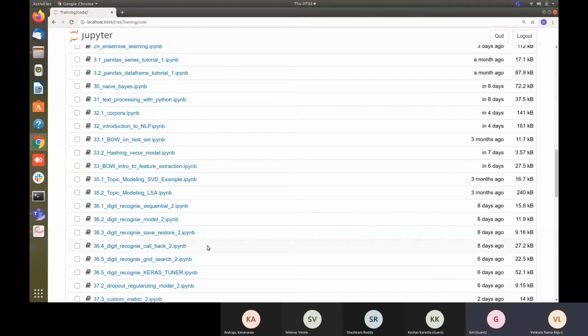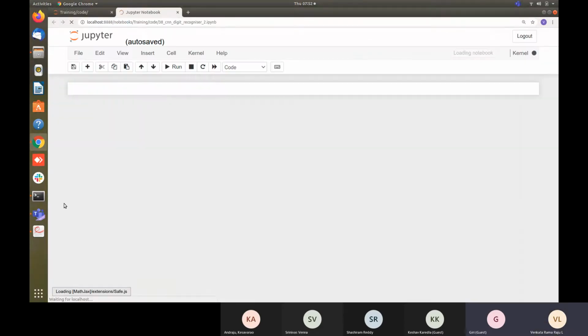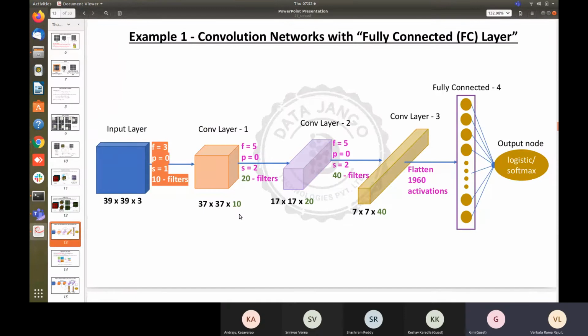Sir, before that, just one question. On the same diagram, can you please go to that diagram? Here, if we observe this carefully, the number of filters layer by layer slowly increased. Is it the right approach to increase the number of filters from one layer to another? Yes, that's the convention basically. 10, 20, 40. You double the number of filters.